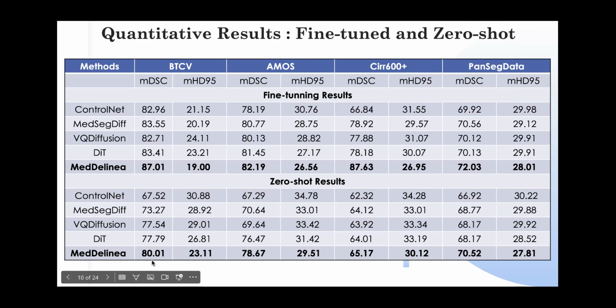Even in the zero shot manner itself, we can see our method is able to surpass all the previous baselines. And to get a proper apples to apples comparison, we train all the networks, like ControlNet, MedSegDiff, VQ diffusion, DiT, in our same setting actually. So there is no training gap, so it's a 100% apples to apples comparison.